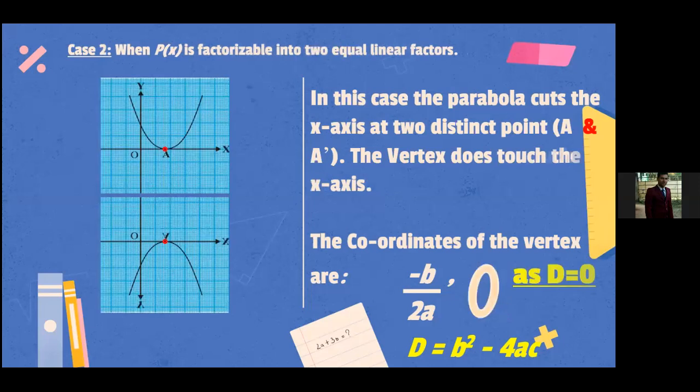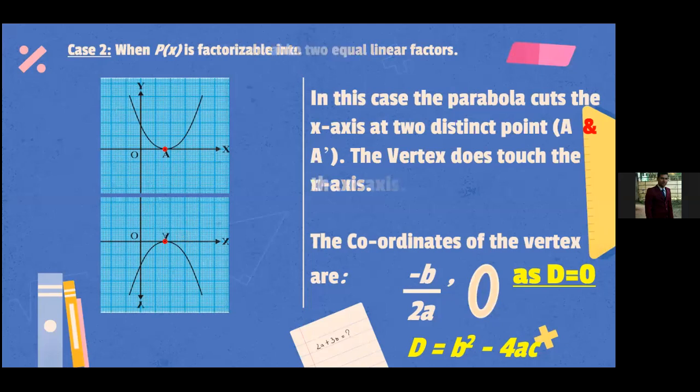Now let us proceed to case 2. In this case, we have taken a polynomial which is a perfect square, and the vertex of the parabola touches the x-axis at 1 point, and we have two same zeros. Now we get the coordinates of the vertex as minus b by 2a, which is the zero of the polynomial, and the other coordinate, the y-coordinate or ordinate, as 0. In this case, we get the discriminant b squared minus 4ac is equal to 0.